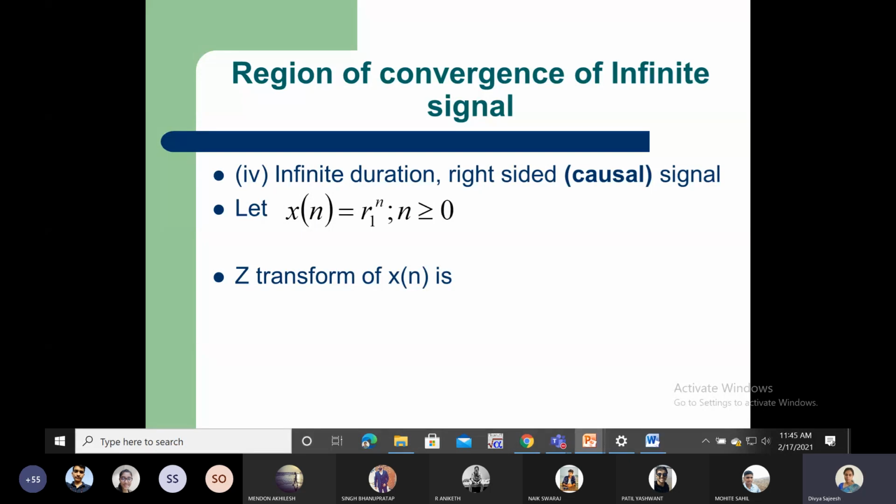Now, if I apply the Z transform for this, the general equation of the Z transform is, can anyone tell what is the general equation of Z transform?